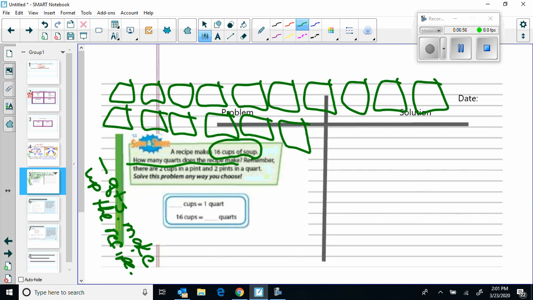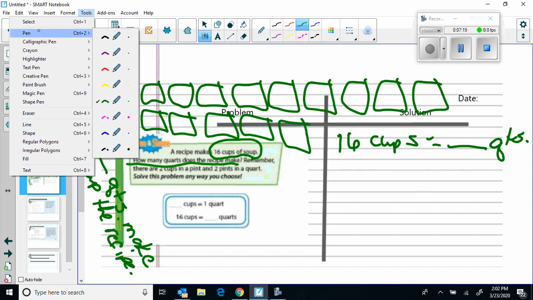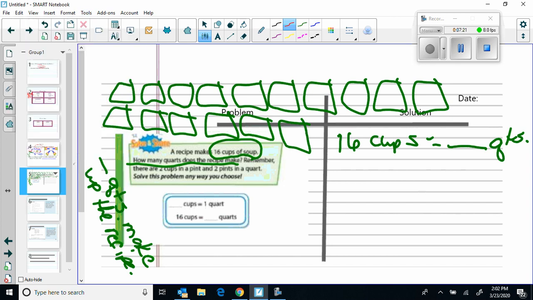So what we're first going to do is write our equation. First step is write our equation. So we know we have 16 cups. We want to convert that into quarts. The question is, how many quarts does the recipe make? And we have, it makes 16 cups. So now our second step is to write what we know.